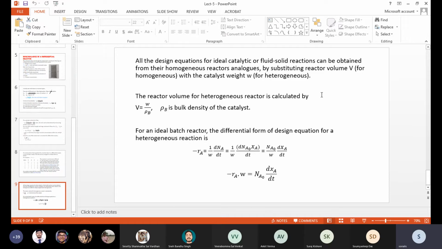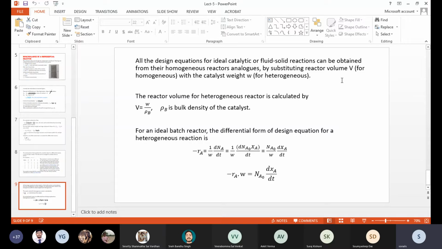So what is done for simplicity's sake, at the beginning, for getting the rate of the reaction, we consider the homogeneous reactor analogues, similar type of reaction rate expression for heterogeneous reactions also. For all the design calculations, it is not actual, but for getting some simplified data, we can use sometimes. All the design equations for ideal catalytic or fluid solid reactions can be obtained from their homogeneous reactor counterpart, by substituting reactor volume V for homogeneous with the catalyst weight W for heterogeneous.